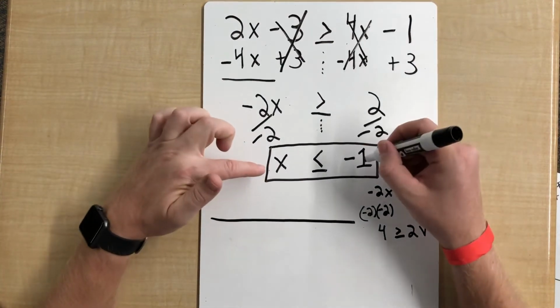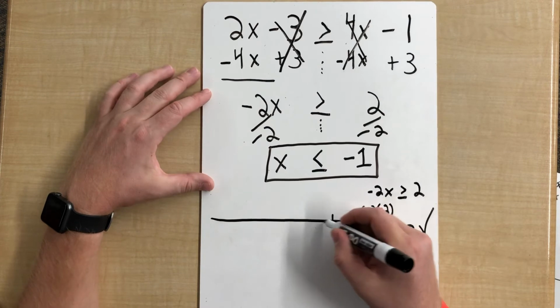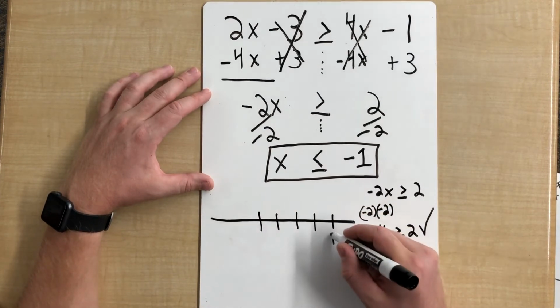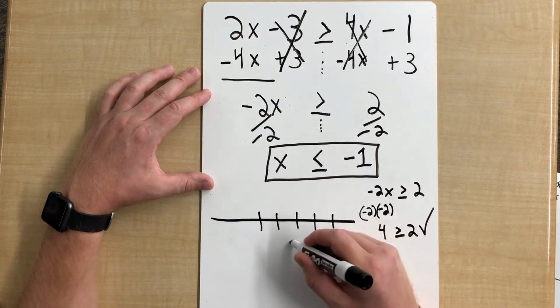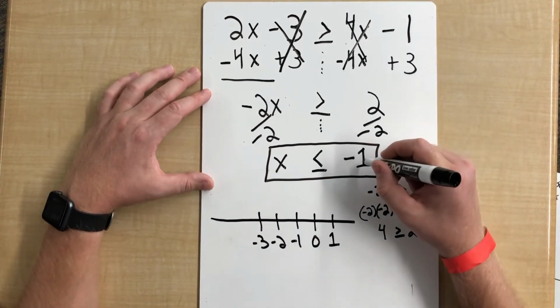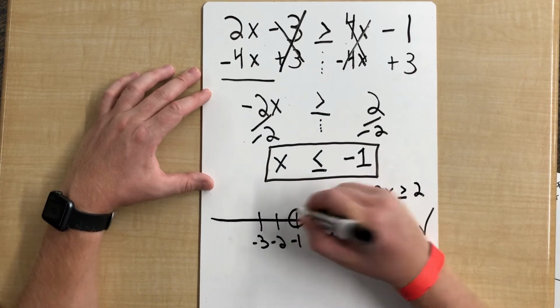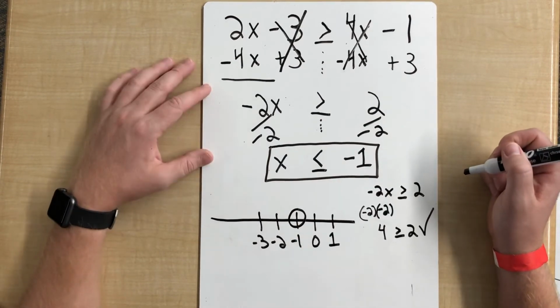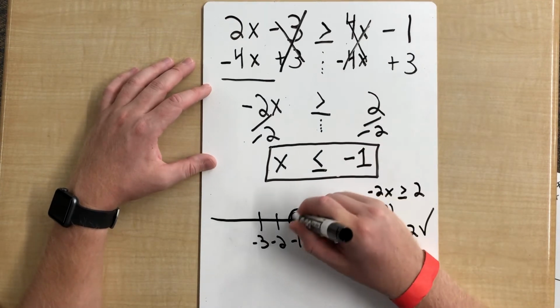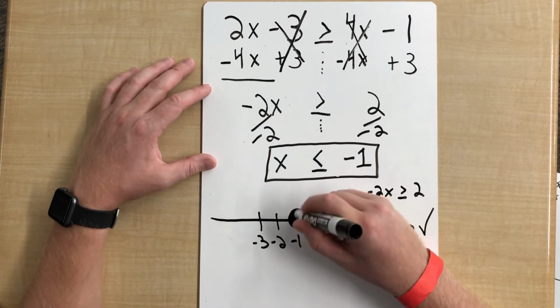We know that this is our answer. So I'm going to have 1, 0, negative 1, negative 2, negative 3. Something simple like that, if you write a number line. Here we go. Let's graph it. Negative 1, there's our marker. First step, I'm going to circle it. Second step, is it open or closed? It is a closed circle, which includes negative 1 because it could be less than or equal to.